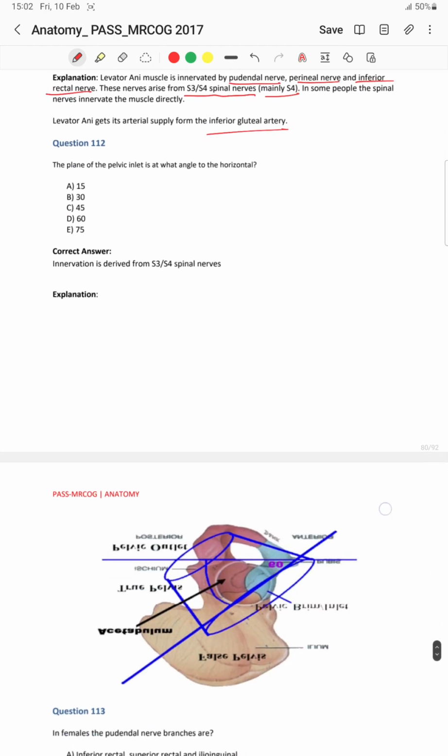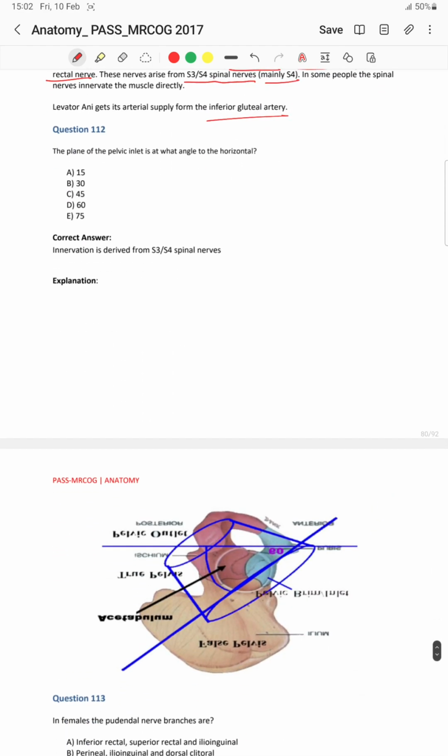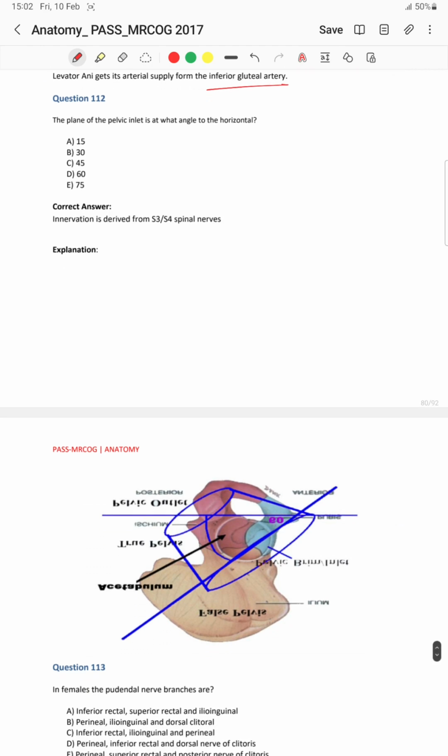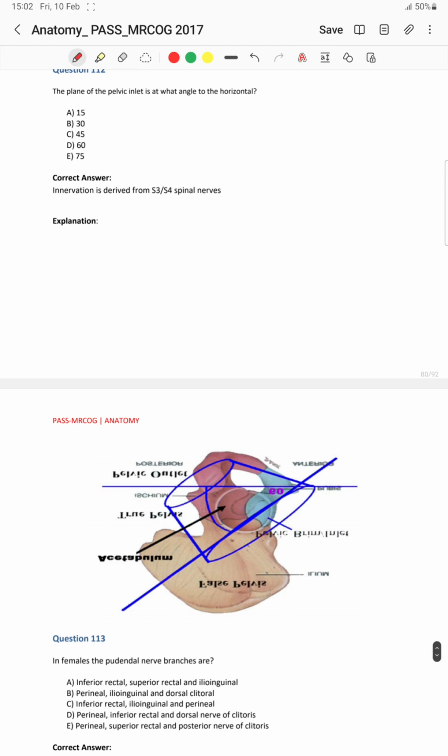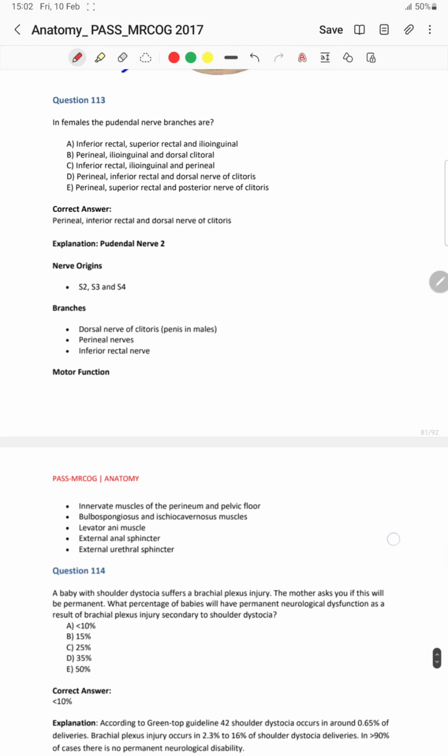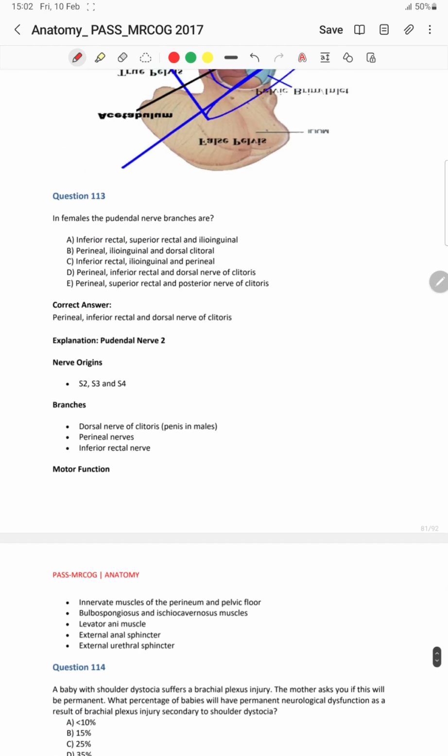Okay. Now question number 112. The plane of the pelvic inlet is at what angle to the horizontal? We all know that this angle is basically 60 degrees, and option D is correct. And question 113. In the female, what are the branches of the pudendal nerve? We know that they are the perineal, inferior rectal, and dorsal nerve of the clitoris.